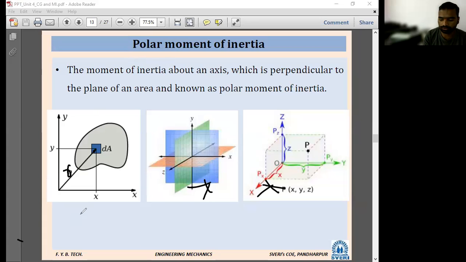Okay, so you can write down Izz is equal to, okay, Izz. You can write zz. This is z axis. Izz is equal to integration of dA into r square. Okay, completed all of you? Yes. Nice.